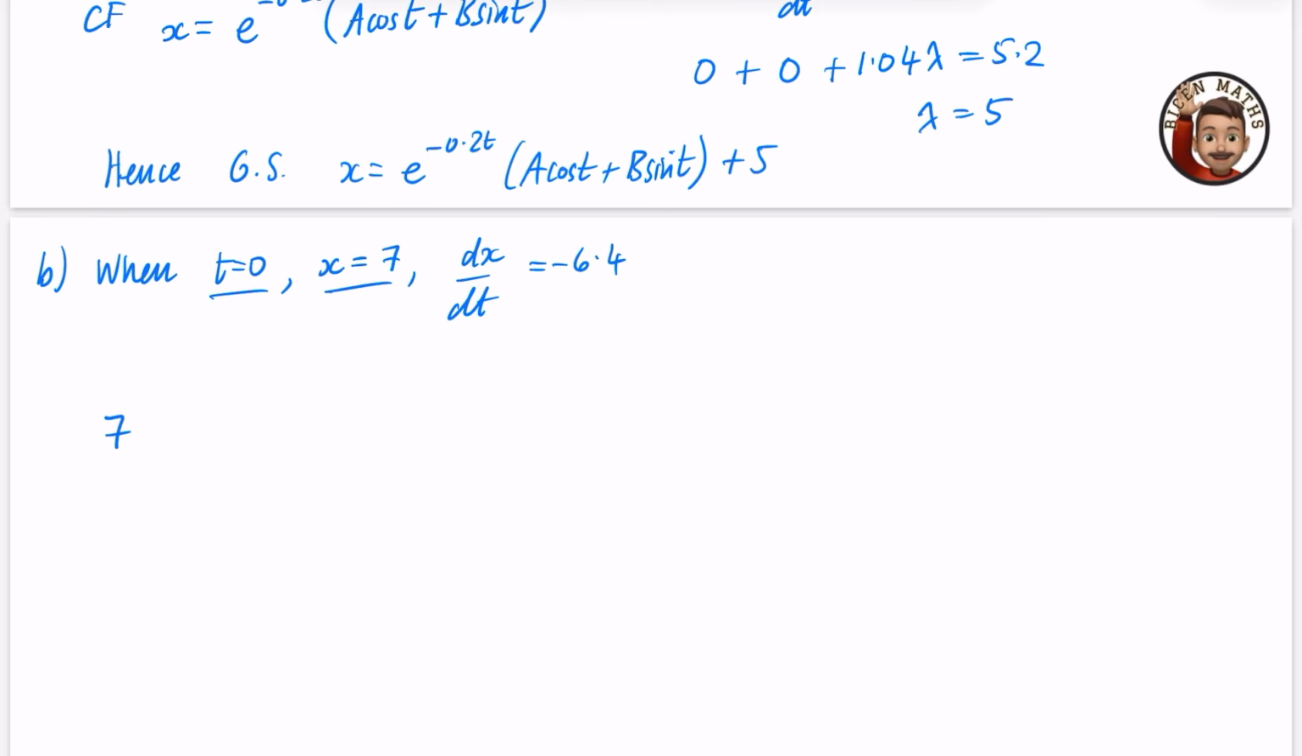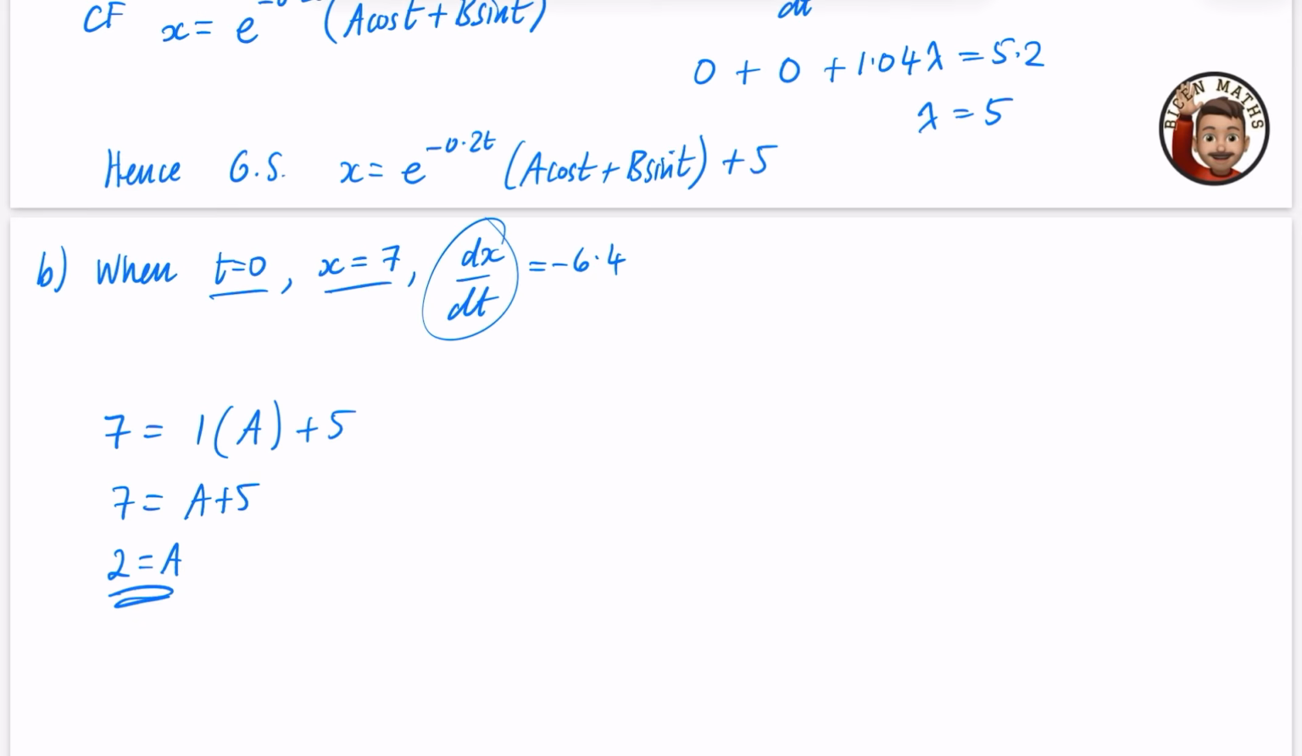So this means that 7, when x is 7, e to the 0 is just a 1, and then A cos 0 is just A. B sin 0 is just 0, because sin 0 is 0. And then you get a plus 5. So in other words, 7 is equal to A plus 5. And so 7 minus 5, which is 2, A is equal to 2.